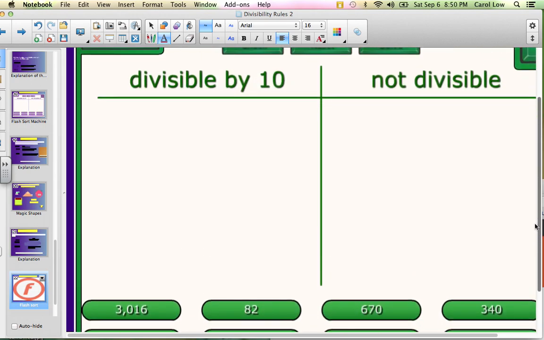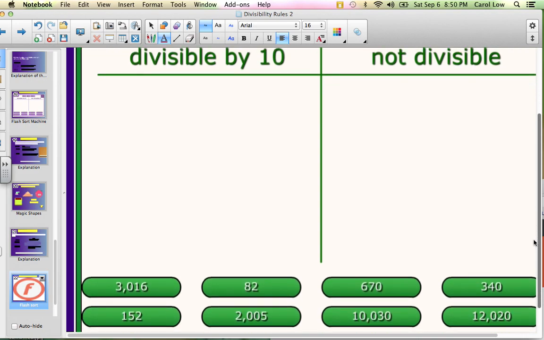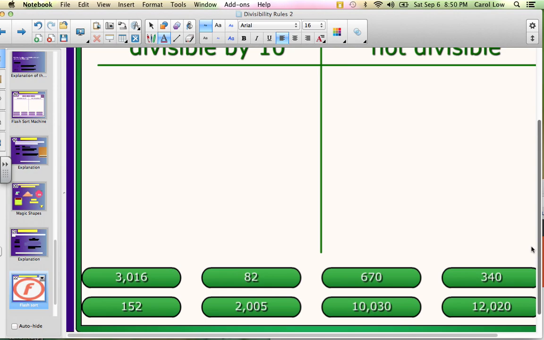Oh, and we're on to 10. All right, the 10 rule is if it ends in 0, it's divisible by 10. So sort these out, and that's it.